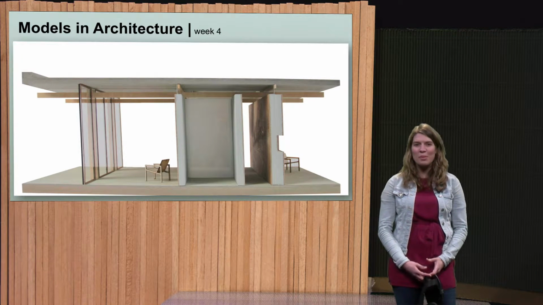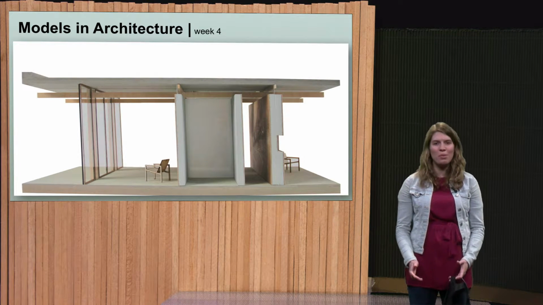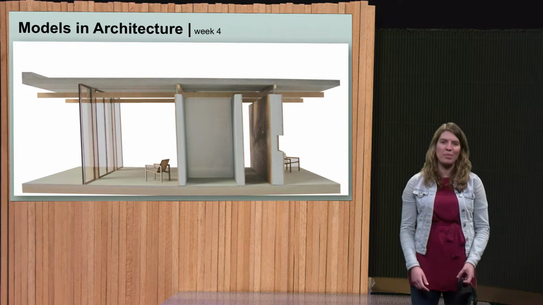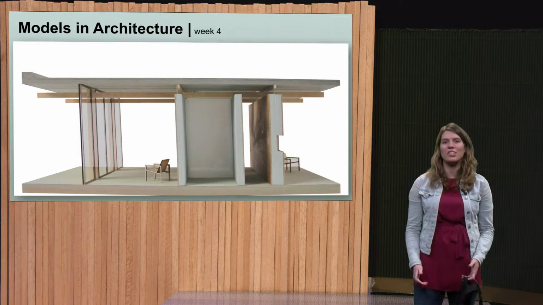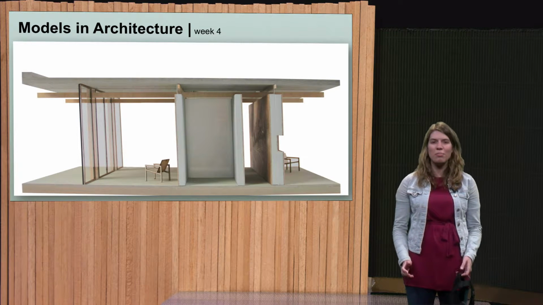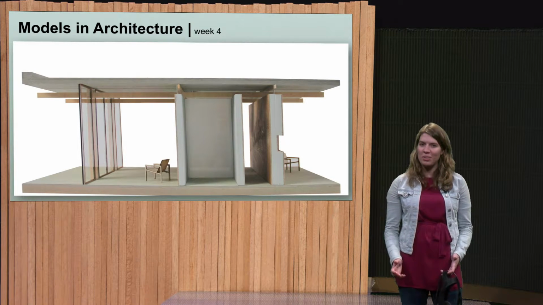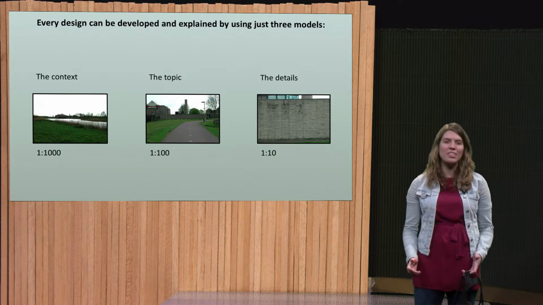Last week we talked about models in a contextual urban scale. This week we will look at the other side of the spectrum. We will focus on models that show something of the details of a project. Let's look again at the three models: the contextual, the topic itself, and the detailed model.